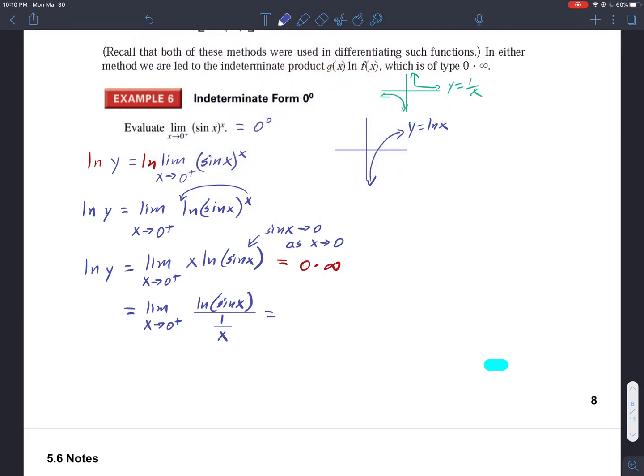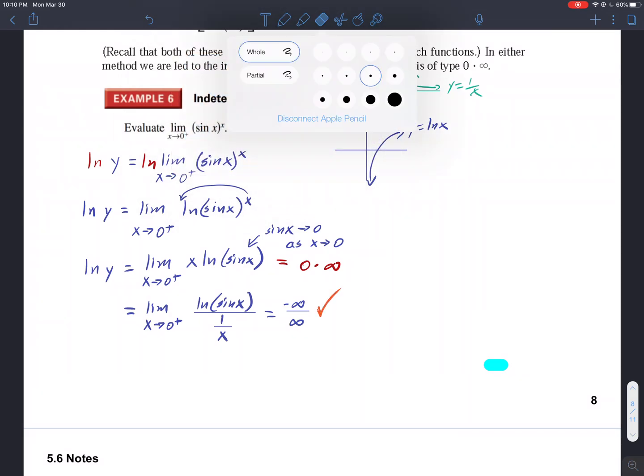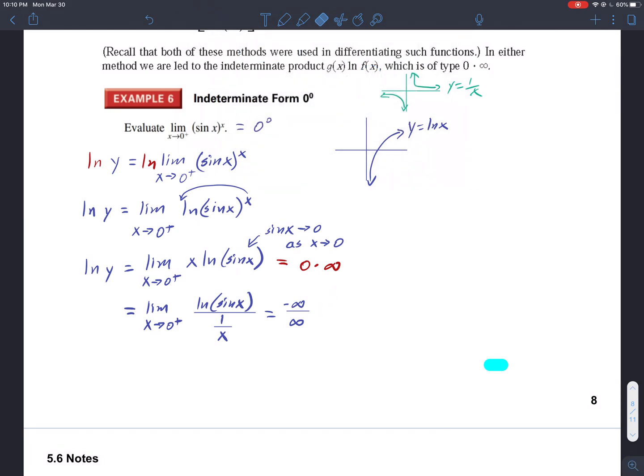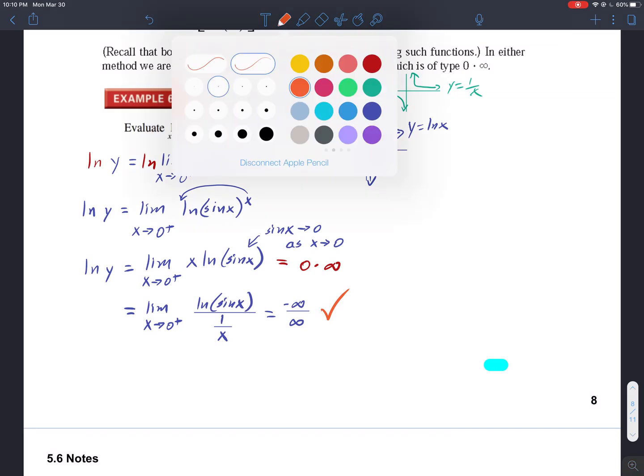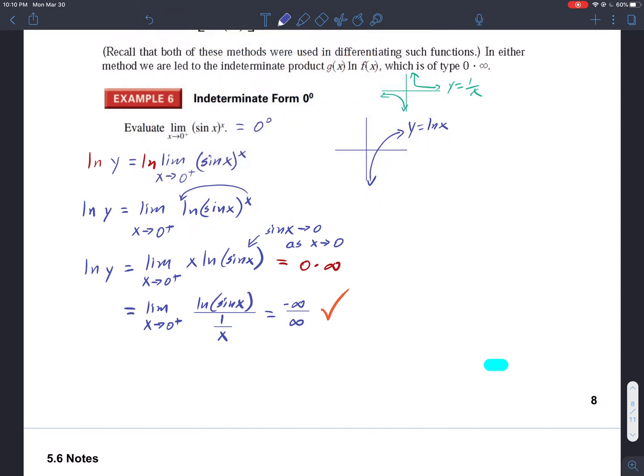So this is now an infinity over infinity. Actually, a negative infinity over positive infinity problem. Now that it's an infinity over infinity, I'm going to stick with this orange check mark thing. I can use L'Hopital's rule. Okay, so let's go at it. If I apply L'Hopital's rule here, I'm going to switch colors. I'm just using it on this limit here.